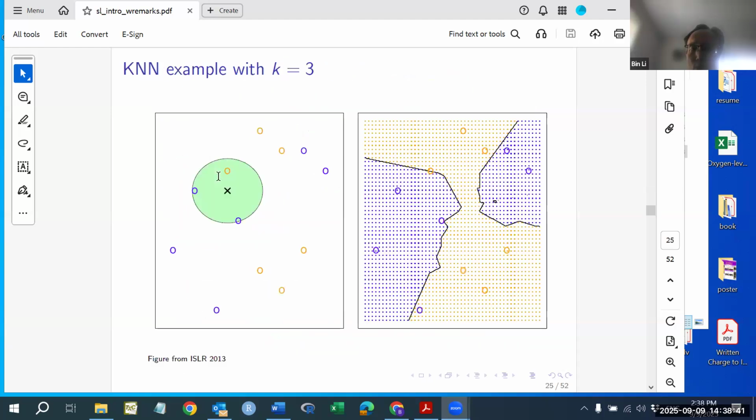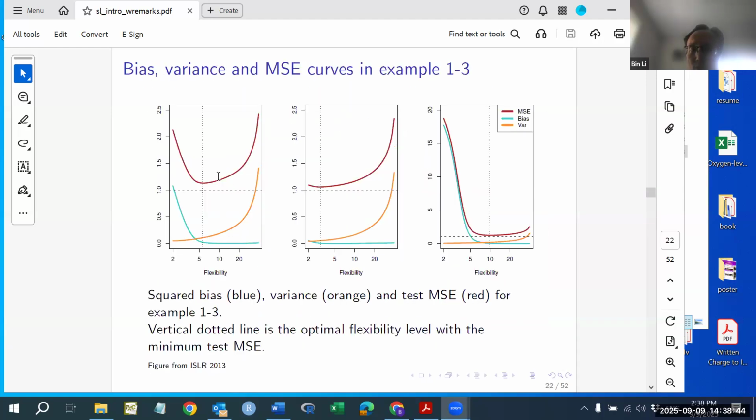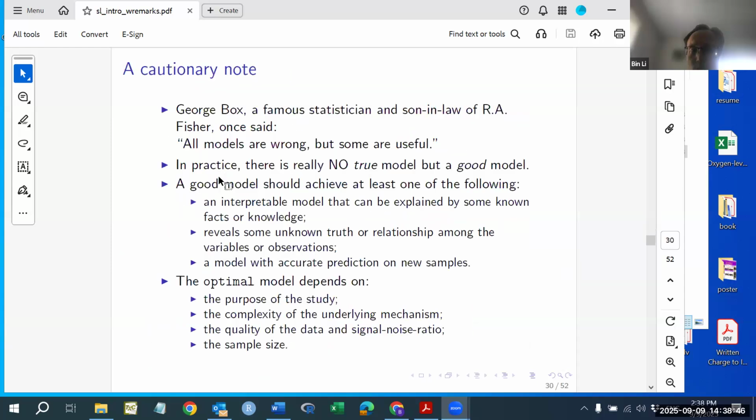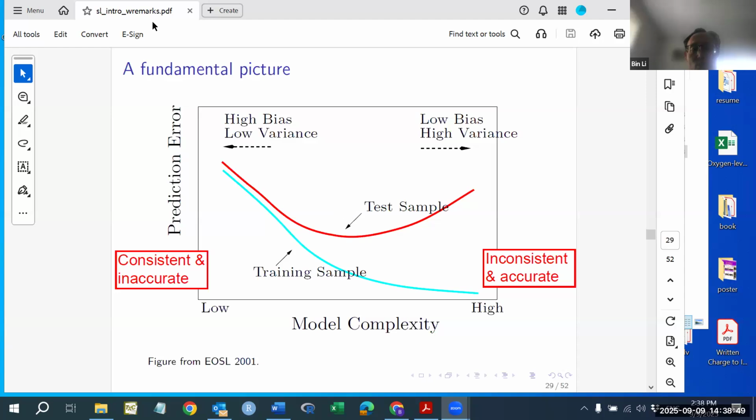So that goes with this fundamental picture. When the model flexibility is low, when the model is simple, lambda is large, we have a high bias but low variance. When the model is high flexibility, that means very complicated, it has low bias, but high variance. For the test error, from simple model to the complicated model, you can see there's a U-shape.